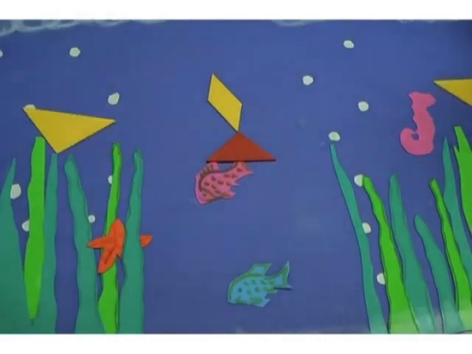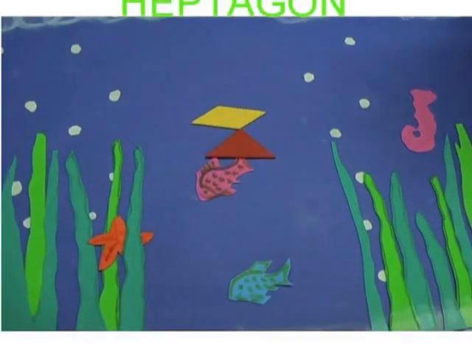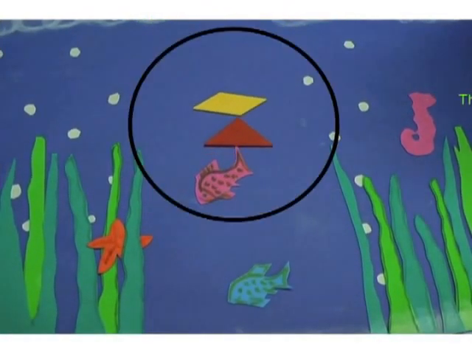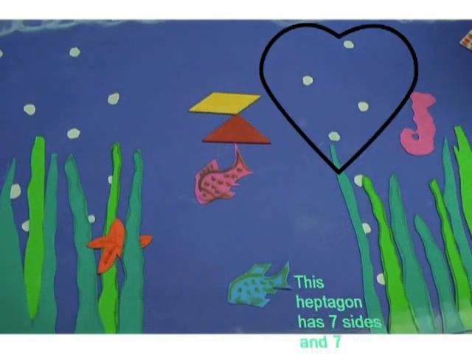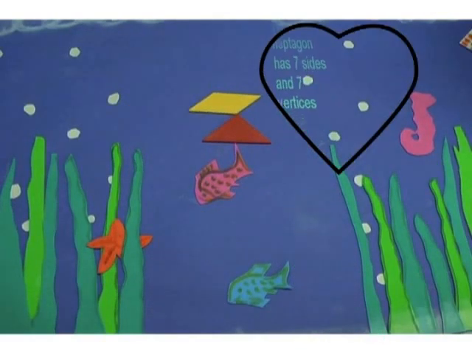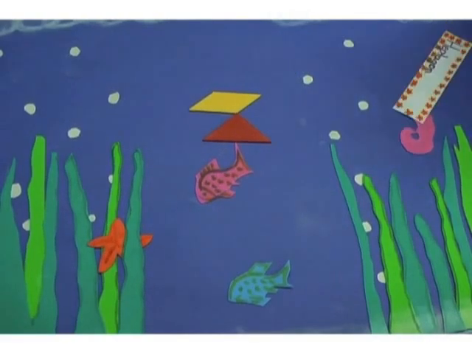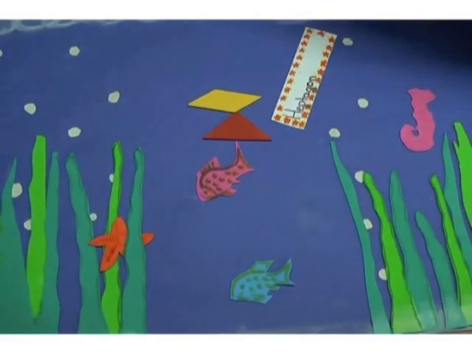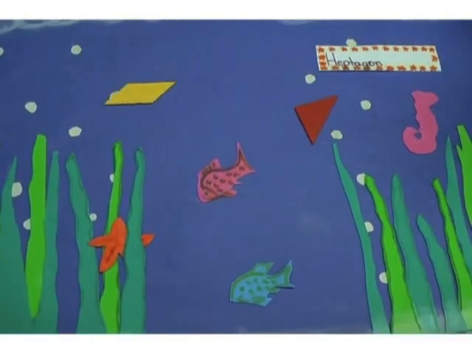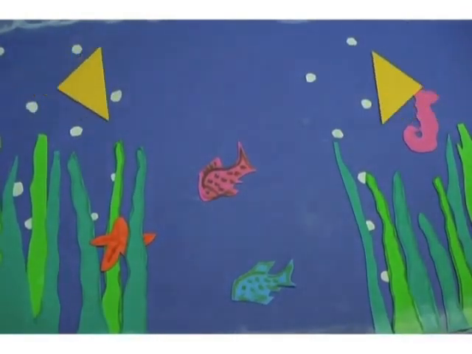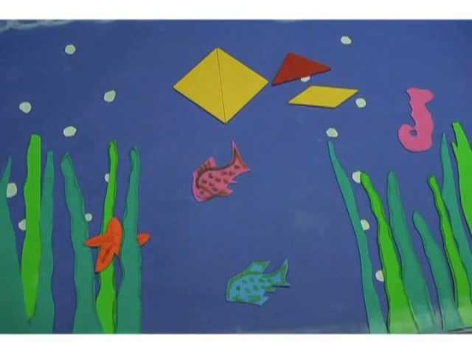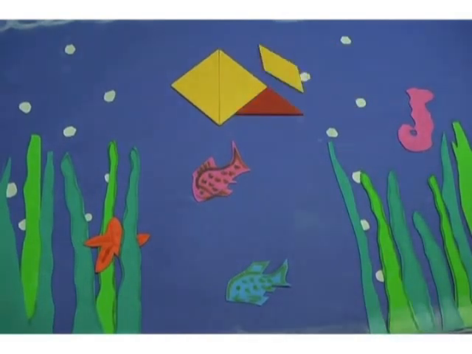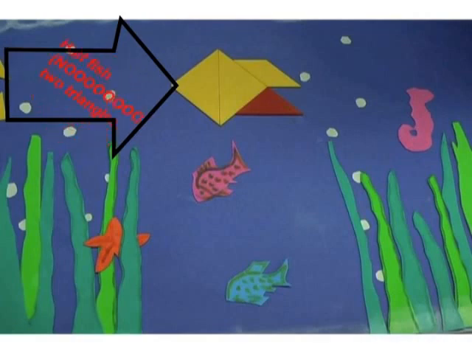This hexagon has seven sides and seven vertices. The angles in this hexagon are one right angle and two obtuse. This is my quadrilateral. Halfish. No.